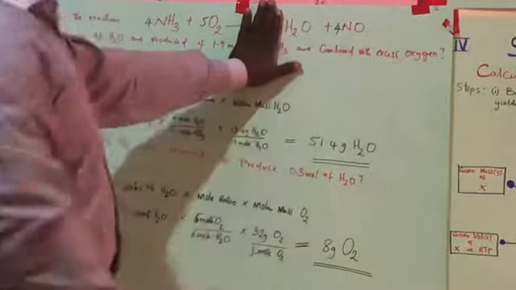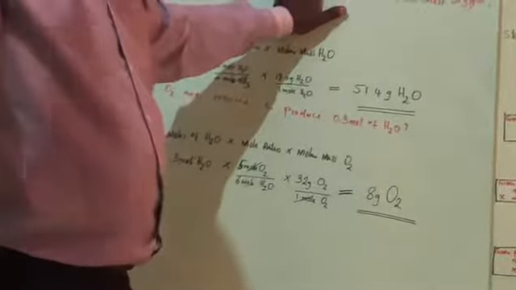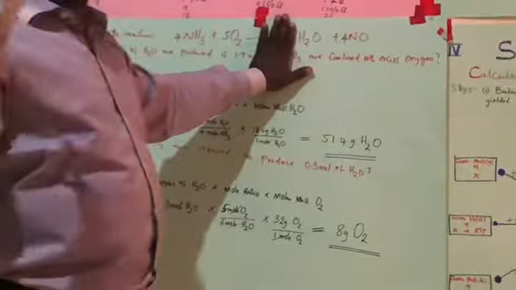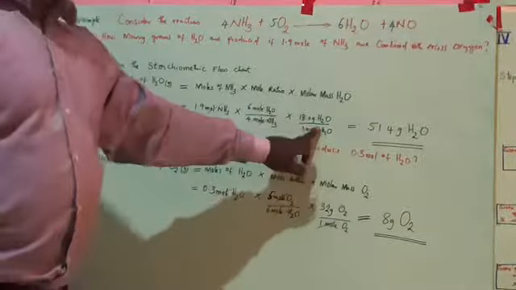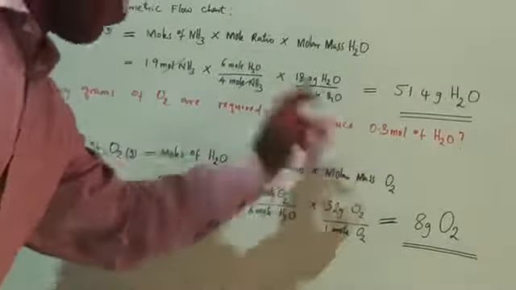2 times hydrogen, which has a relative atomic mass of 1, is 2. Oxygen has a relative atomic mass of 16. 2 plus 16 is 18. Therefore, it is 18 grams of water. In order to balance the units, we must divide it by 1 mole of water.